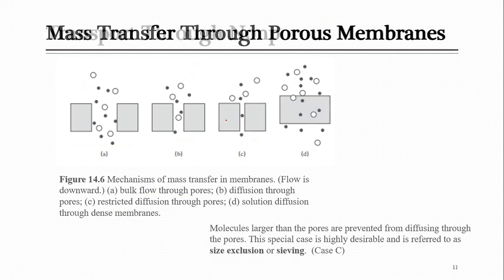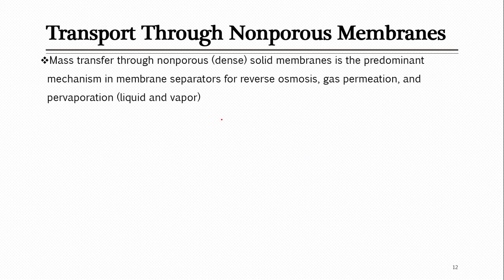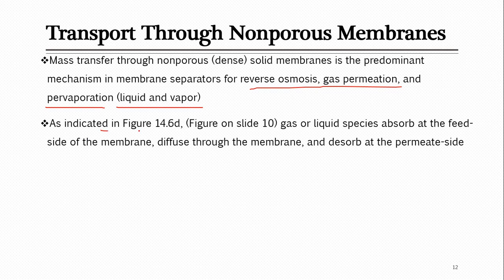And through non-porous membrane, again the same: mass transfer through a non-porous or dense membrane. We also look at them as solid membranes because most of the time they don't have pores. So the predominant phenomenon in membrane separation here is commonly involved in reverse osmosis, gas permeation or pervaporation. When we look at these in the next lecture, you will see that most of these membrane applications involve non-porous membranes. Both liquid as well as vapors can pass through those membranes, and separation takes place. As indicated in figure 14.6d in the last slide, this is through a non-porous membrane.